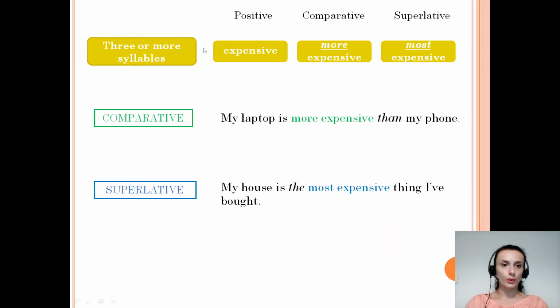The next rule was on 3 or more syllables adjectives, where we put more or most to form the comparative or superlative form. The comparative: my laptop is more expensive than my phone. And superlative: my house is the most expensive thing I've bought.